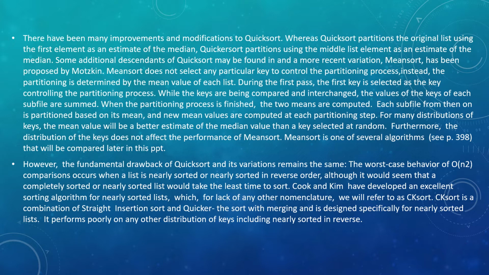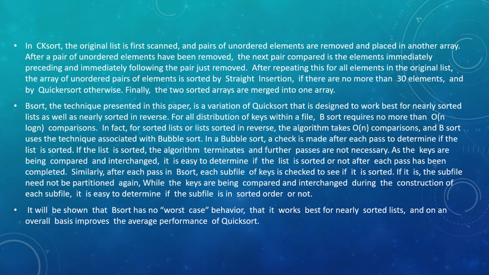CK sort is a combination of straight insertion sort and quicksort with merging, and is designed specifically for nearly sorted lists. It performs poorly on any other distribution of keys, including nearly sorted in reverse order. In CK sort, the original list is first scanned. The pairs of unordered elements are removed and placed in another array.